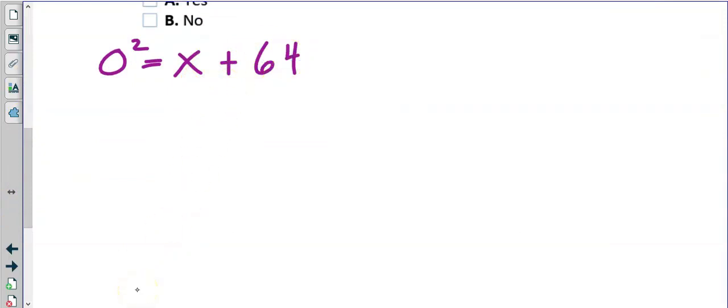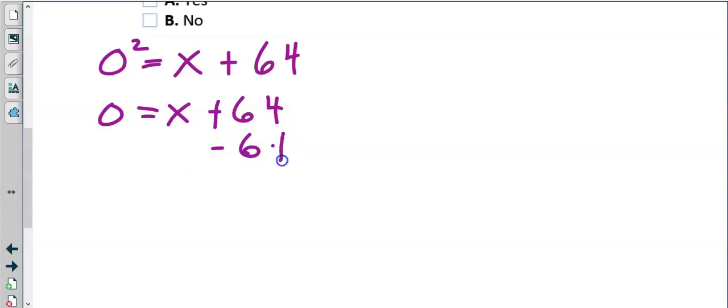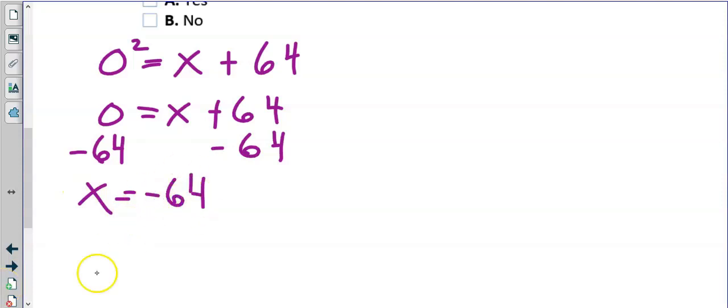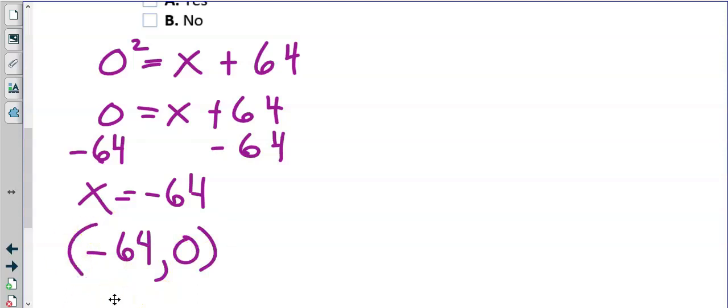So, how do we solve for x? Yeah, we're going to subtract 64 to the other side, right? What is 0 squared real quick? Yeah. So in the end, when we subtract 64, we get x equal to what? So what is that as a point again? Negative 64, comma, 0, in parentheses. That's your x-intercept.